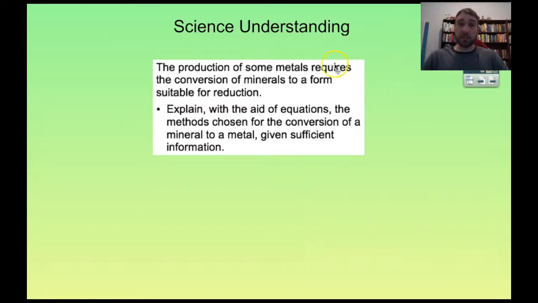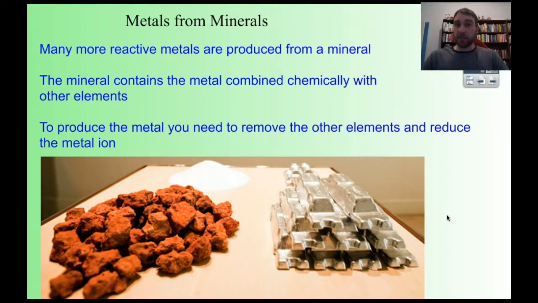So science understanding, the production of some metals requires the conversion of minerals to a form suitable for reduction. Explain with the aid of equations the methods chosen for the conversion of a mineral to a metal given sufficient information. Many of the more reactive metals are produced from a mineral. The mineral contains the metal chemically combined with other elements. It could be oxygen, it could be silicon, it could be aluminium, it could be a whole heap of other elements. So to produce the metal, what you need to do is remove those other elements, and then you need to reduce the metal ions of the metal that you're seeking, and that way you can produce your metal.